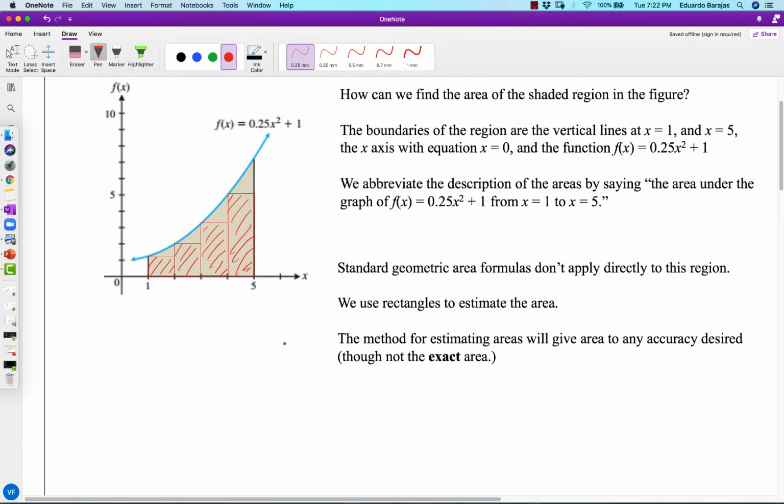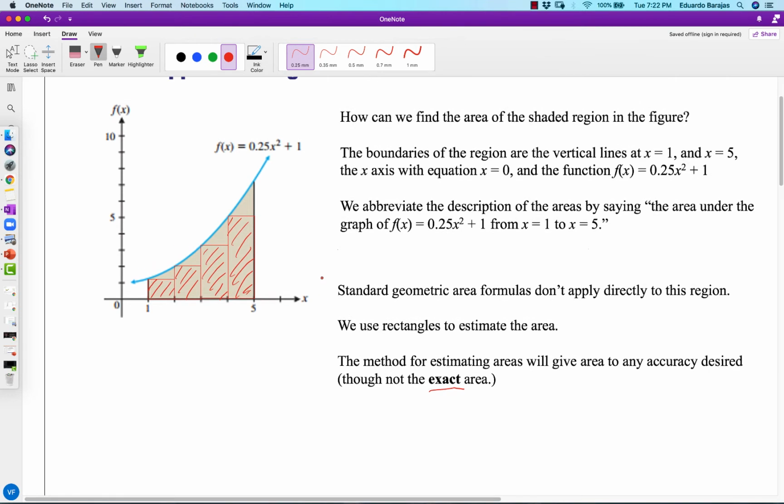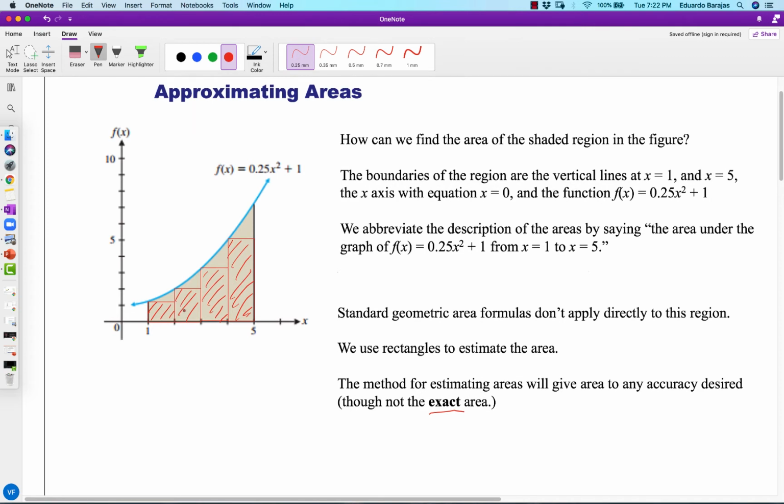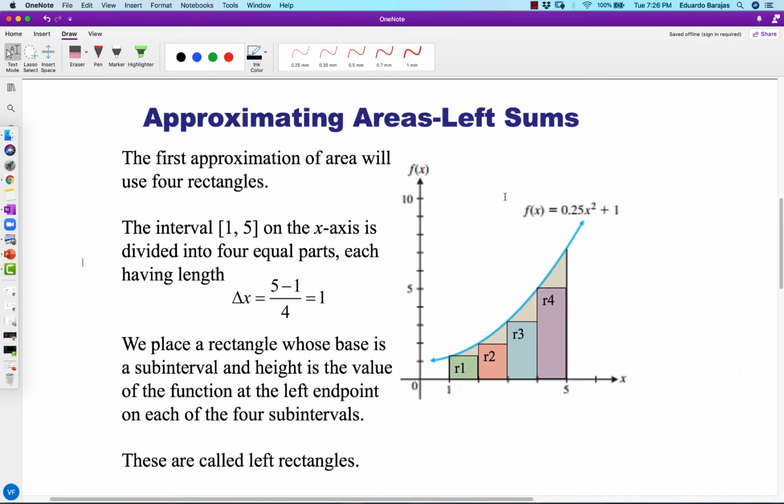So it'll give us a pretty good approximation, but not the exact area. Of course, we can always get an even better approximation by including more rectangles, as we'll see in a minute. And so we'll be able to get as close to the real answer as we want, with as much precision as we want to achieve. And then we'll develop a way of getting infinitely accurate precision, or in fact, getting the exact area. Okay, so the first technique we're going to use is approximating areas using left sums.